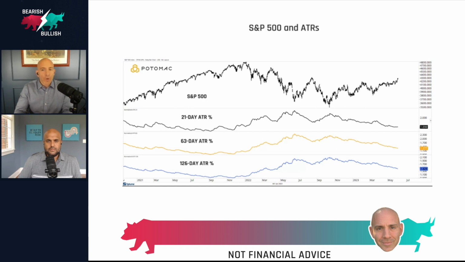So more importantly, too, I think the bottom two parts of this chart, the 63-day and 126-day average true ranges, have been trending lower. So you are seeing less fear in the market. Is it at an egregious level? It doesn't appear to be at an egregious level just yet, but a continued trend lower for these metrics along with the VIX is generally bullish.